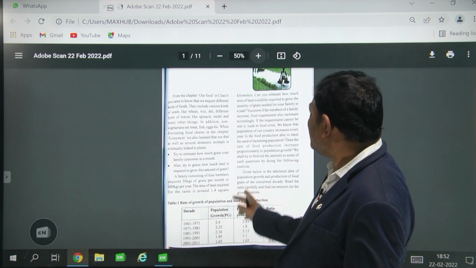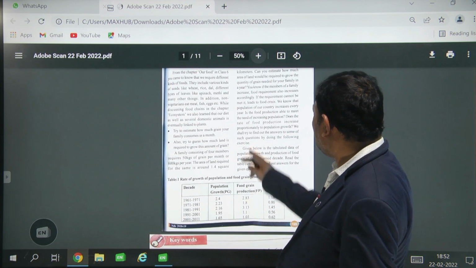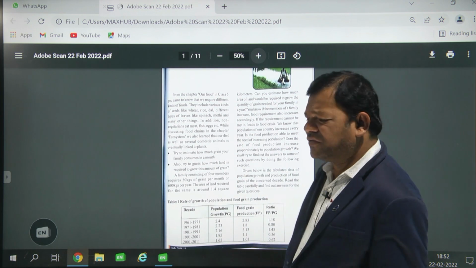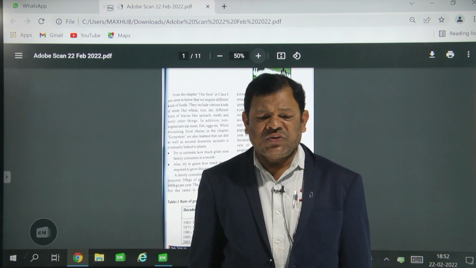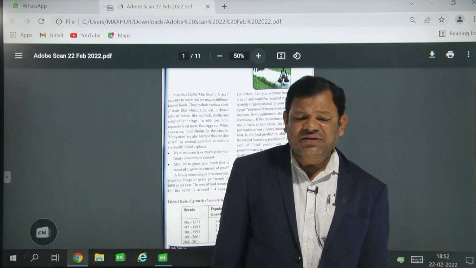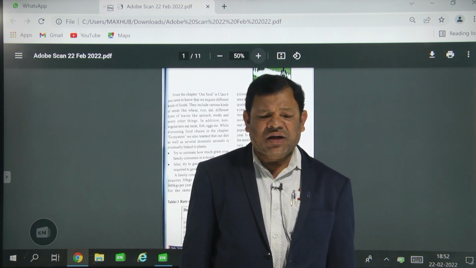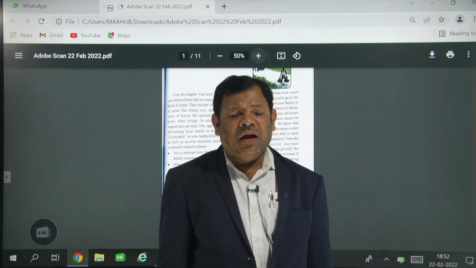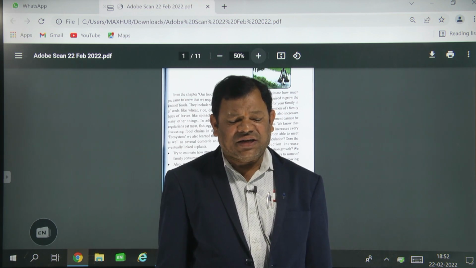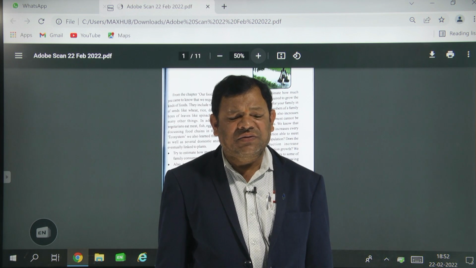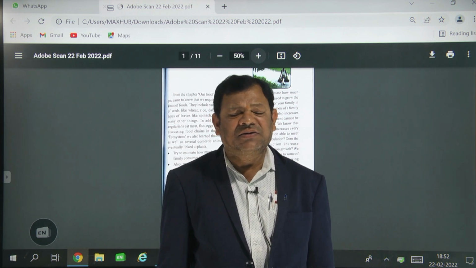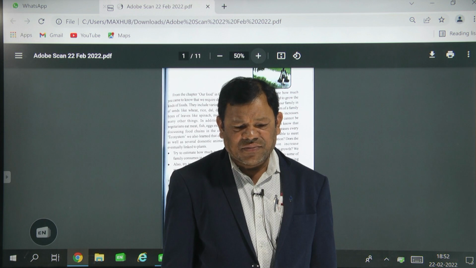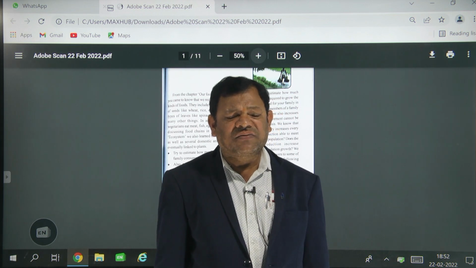So this means every organism requires food. These are the food we get from plants and animals. Every organism requires food because every organism requires energy. With the help of energy, we can do so many activities. Without food, there is no energy, and there is no survival of the organism. So that's why every organism requires food.